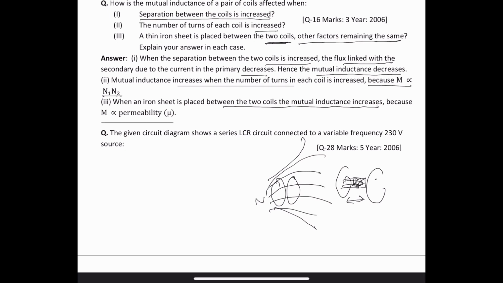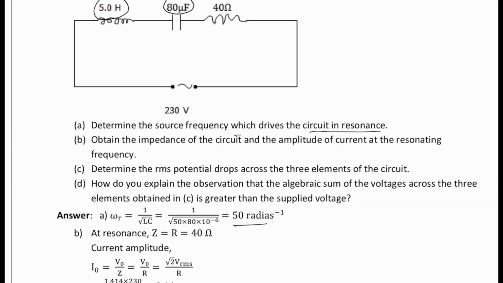Now, the given circuit diagram shows an LCR circuit connected to a variable frequency 230 volt source. Okay, let us see the given. L is given, C is given, so you can find out the value in radian per second. Now at resonance, Z is equal to R, the 40 ohm. This is the resonance frequency, correct? So omega L is equal to 1 by omega C. This is the condition for resonance.